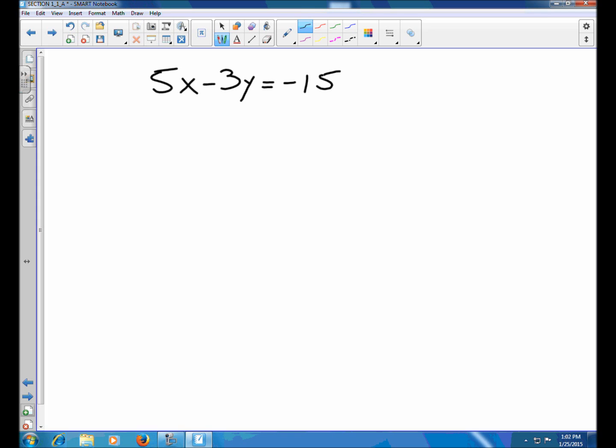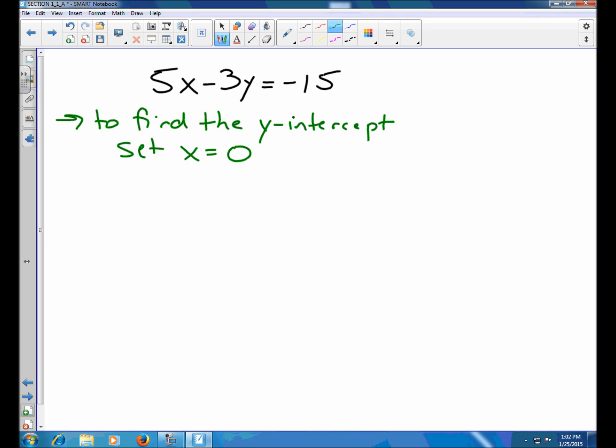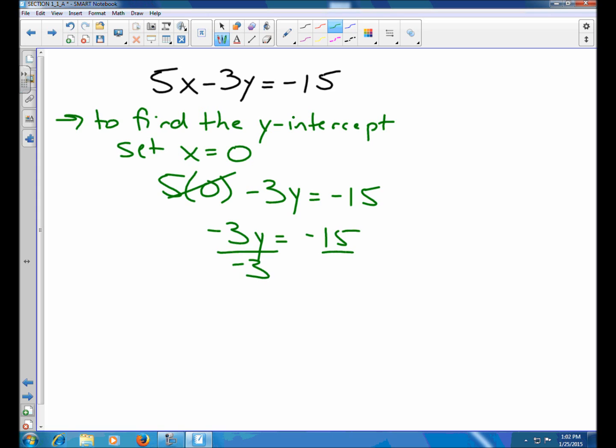We had 5x minus 3y is equal to negative 15. To find the y-intercept, we're just going to set x equal to 0. So we get 5 times 0 minus 3y equals negative 15. So we get minus 3y equals negative 15. 5 times 0 is 0. Divide both sides by negative 3, and you get y equals 5. And so the y-intercept, remember it's always a point, is going to be the point 0 and 5.